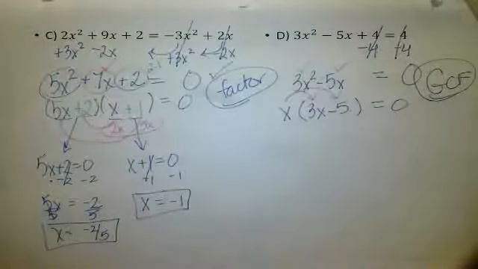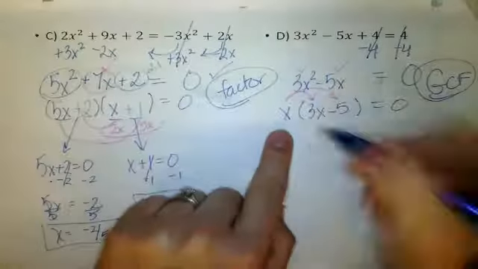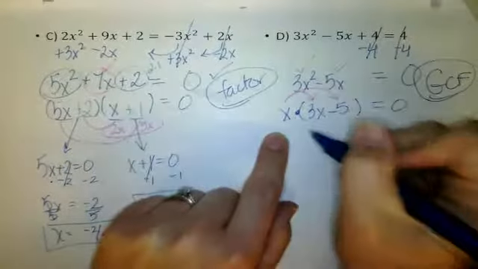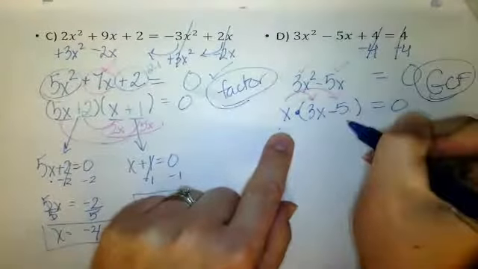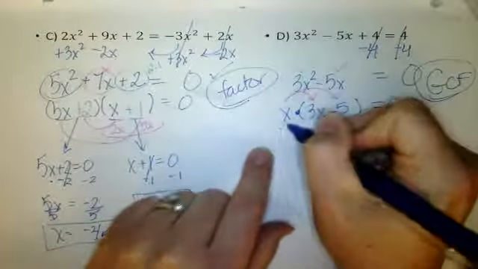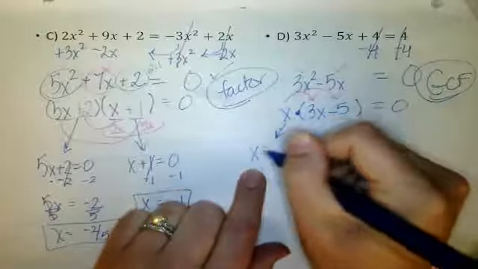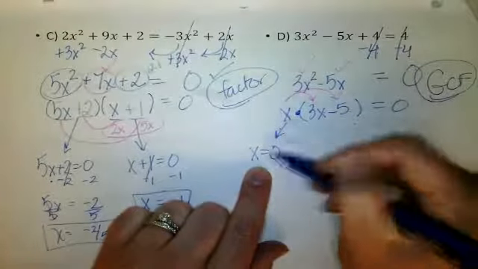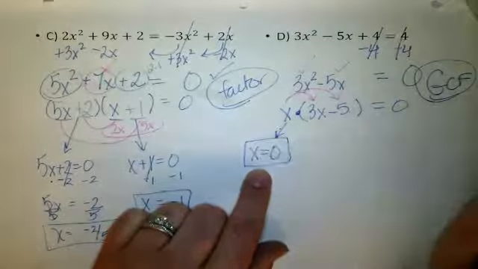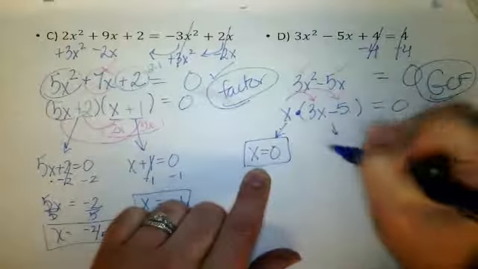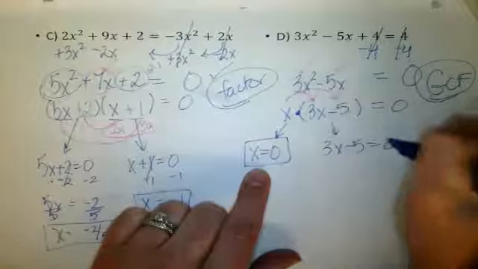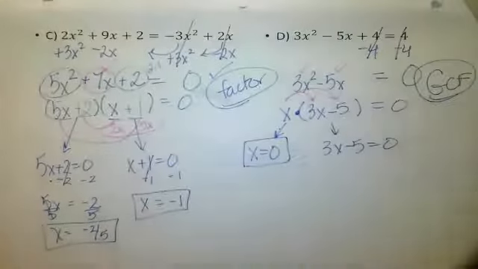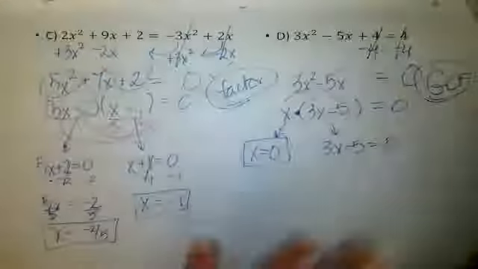All right. Now, we still have the 0 product property. We have something times another thing set equal to 0. So once again, we set each part equal to 0. So that x gets set equal to 0, and lo and behold, it's already solved. Nice. And 3x minus 5 gets set equal to 0. Still set each part equal to 0.